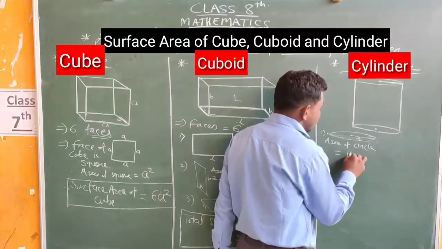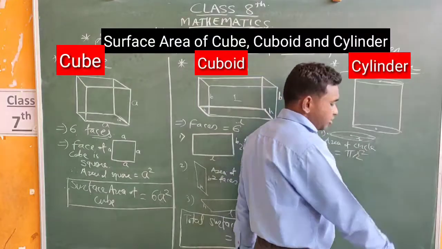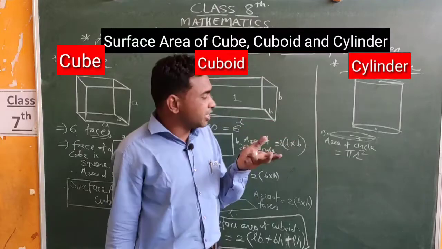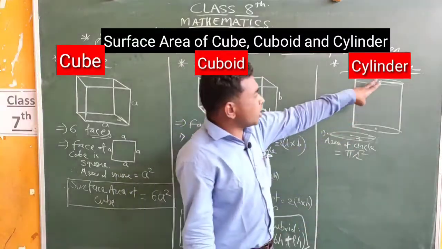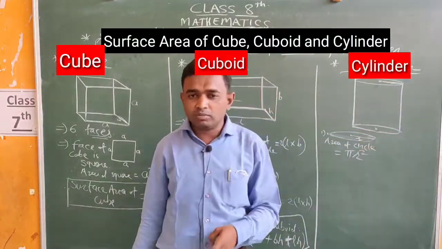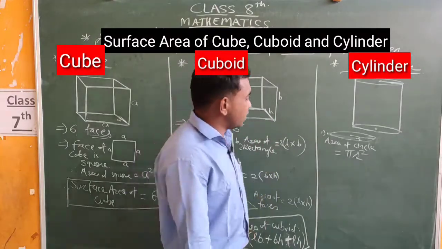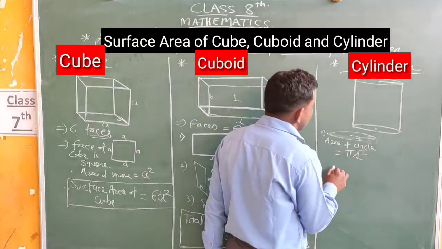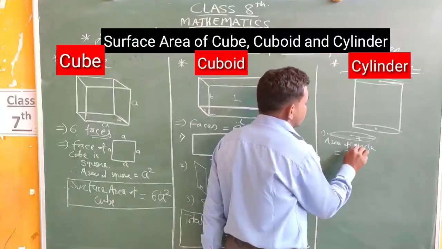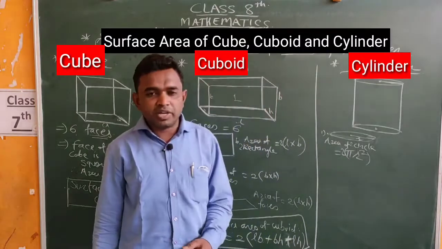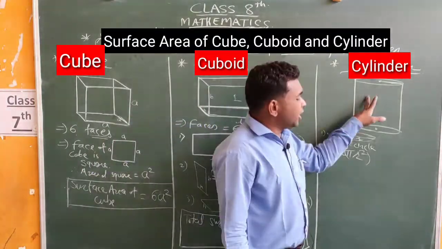What is the formulation? Pi r square. A cylinder consists of two circles, one at the top and a second one at the bottom, and both circles are equal, both having the same radii. So there are two circles, therefore the area of the two circles means 2 into pi r square. Now this is the middle portion.